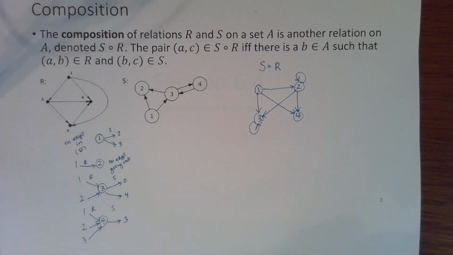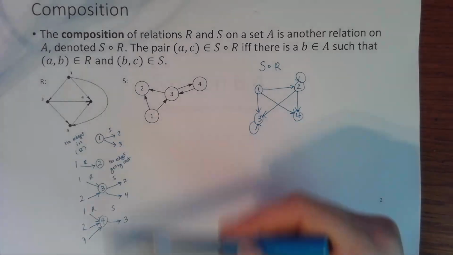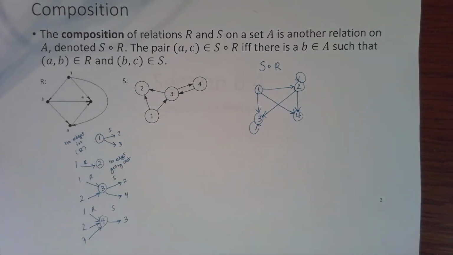So the easiest way to get that composition, I think, is to methodically go through looking at all the possible middlemen and trying to see what edges will be in there. Okay, so that's the composition of relations.